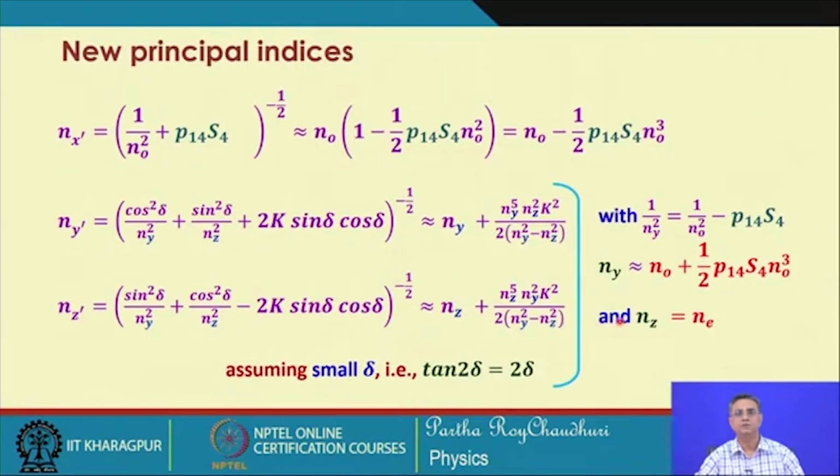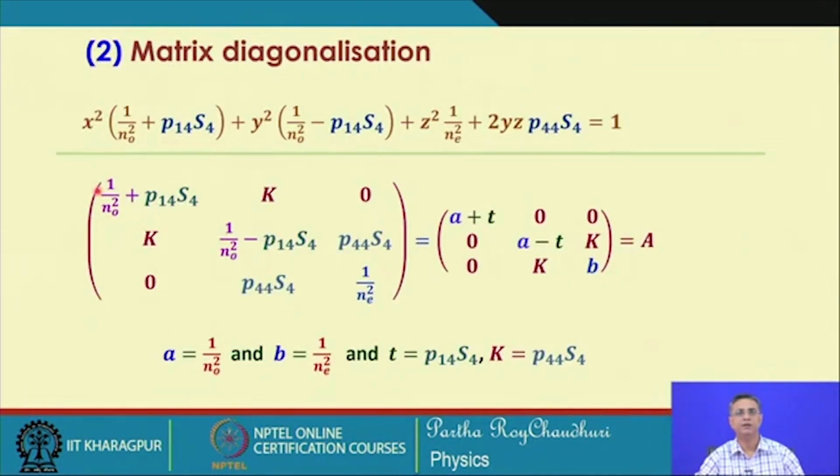Now we can evaluate with these results in hand. We can evaluate the same using matrix diagonalization. So, this ellipsoid equation will lead to this impermeability matrix, which will be 1 by n o square plus p 14 s 4. This one will come from here, these are the diagonal elements, this will also be a diagonal element, and this p 44 s 4 will occupy the y z position of the off diagonal element, y z or z y position.